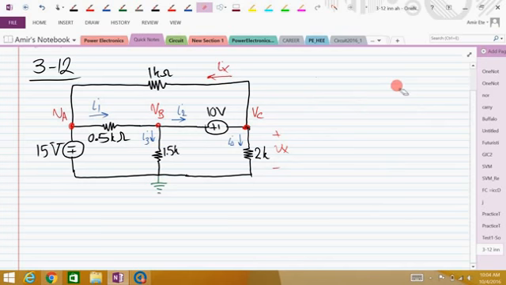In this case, because we have an ideal voltage source between two general nodes of the circuit, I need to create a supernode here.